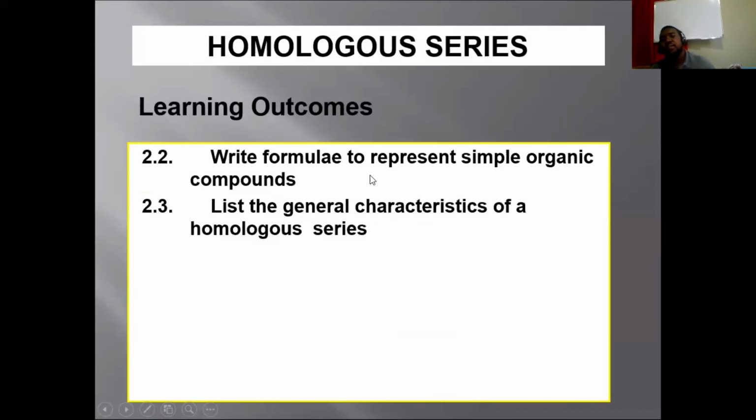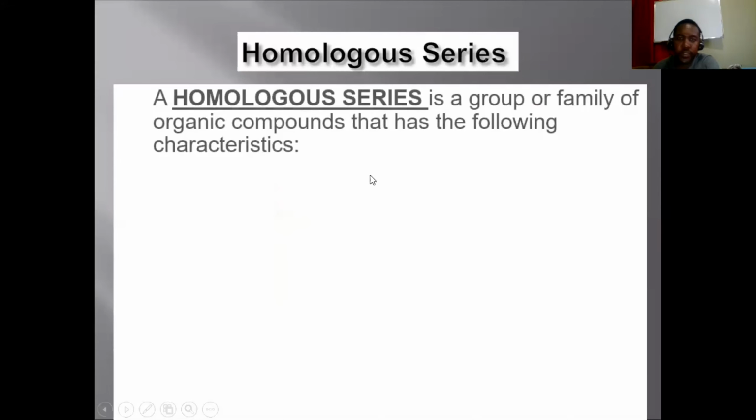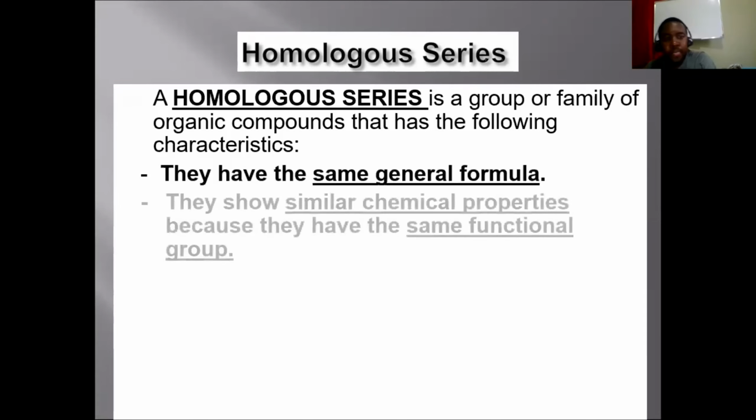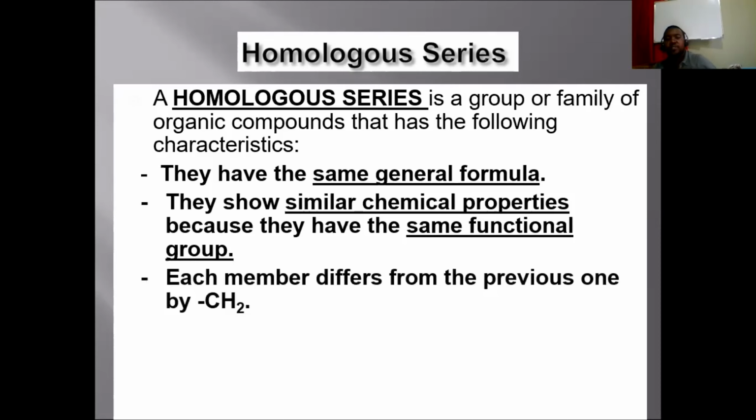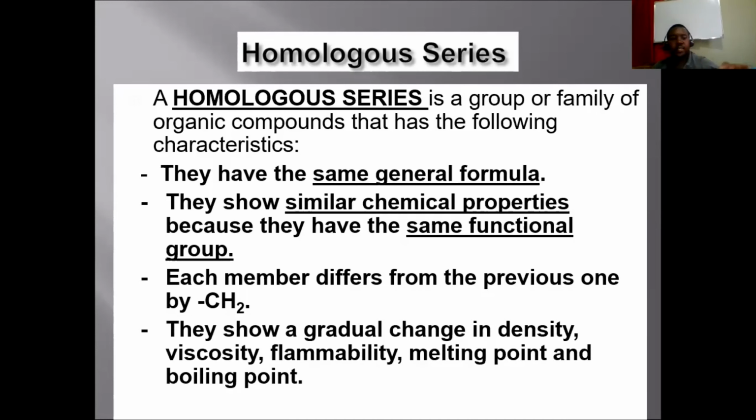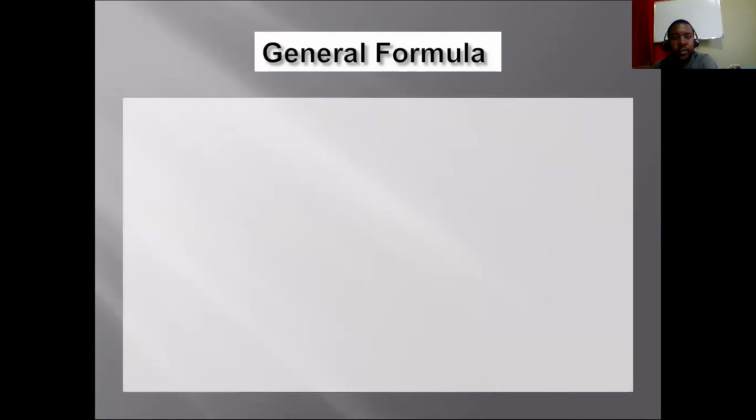All right, so those are the simple parts of hydrocarbons and organic chemistry that we're required to know. So let's now delve into each of these different types of compounds. Looking at each homologous series: a homologous series is a group or family of organic compounds that has the following characteristics. They have the same general formula, the same chemical properties, and the same functional group. Each member differs from the previous one by a CH2, and they show a gradual change in density, viscosity, flammability, melting point, and boiling point. So all the compounds from a specific series have all these things in common, regardless of their functional group.